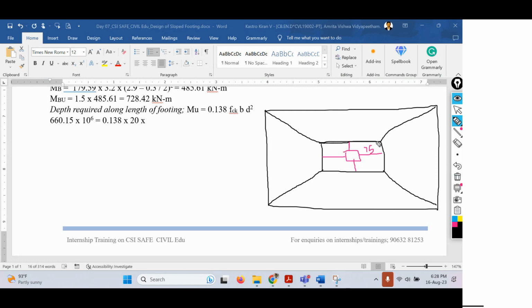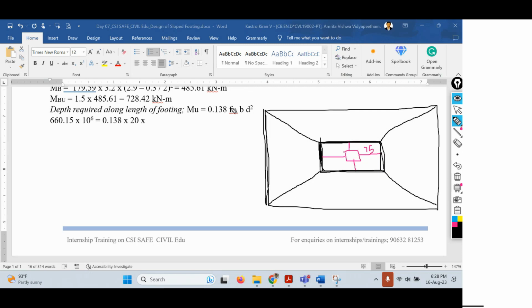Top portion is this one. So we need to consider the width of only this portion. Why? Because we have two different widths. This is one width, that is the sloped width, and this is another width, the original width. So for two different widths, we'll get two different depths, right?